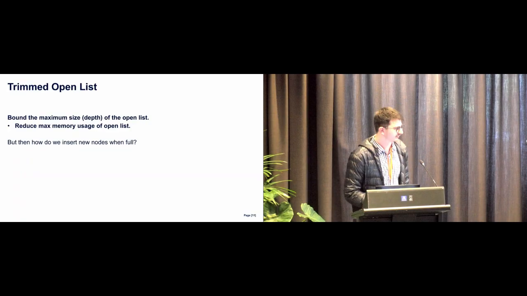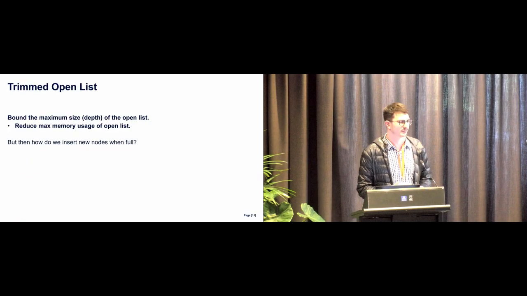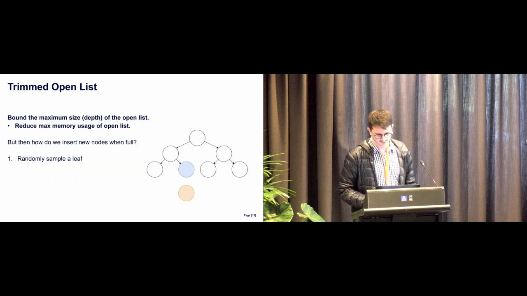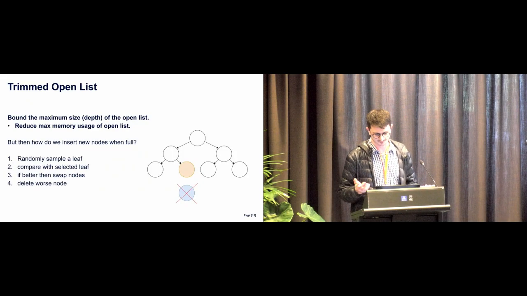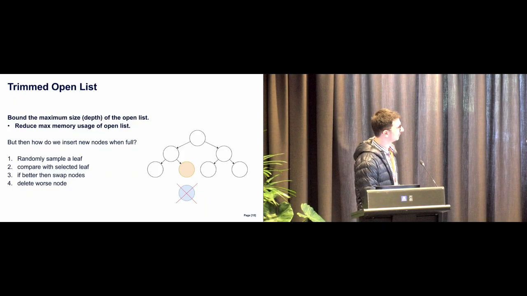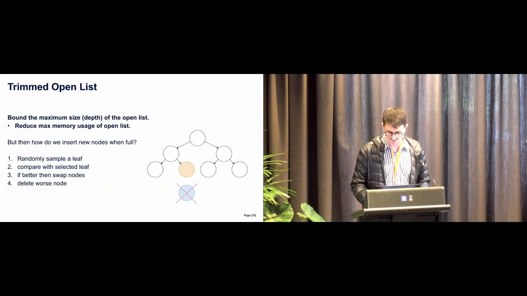So the trimmed open list, all it does is limit the maximum size of the open list, and it does so in a very simple but effective way. You fill the list, and once it's full, you just sample a random leaf, compare the node with that leaf, and if it's better, you swap it. If it's not better, you don't swap it, and whatever node is outside, you just delete it. It's relatively simple. I have not noticed its usage anywhere else, but it turns out to be very effective.